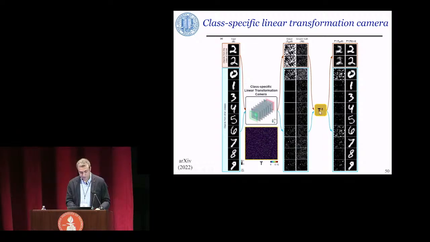Only if you have the inverse of that transformation matrix, you can bring the images back. But for the rest of the undesired classes, they cannot be brought back because they're scattered, and basically this linear transformation that's achieved with this class-specific camera is also class-specific.